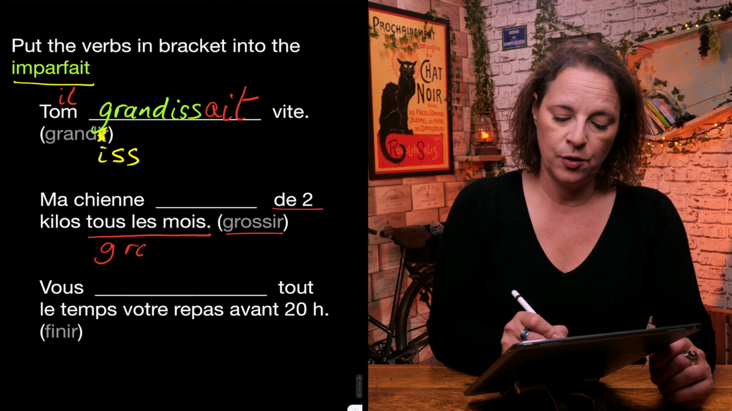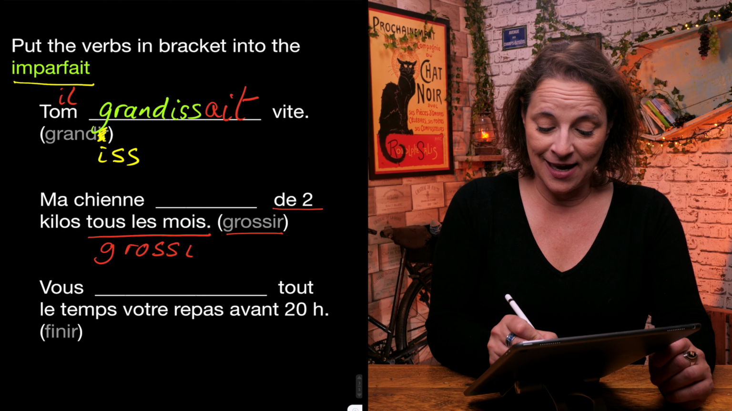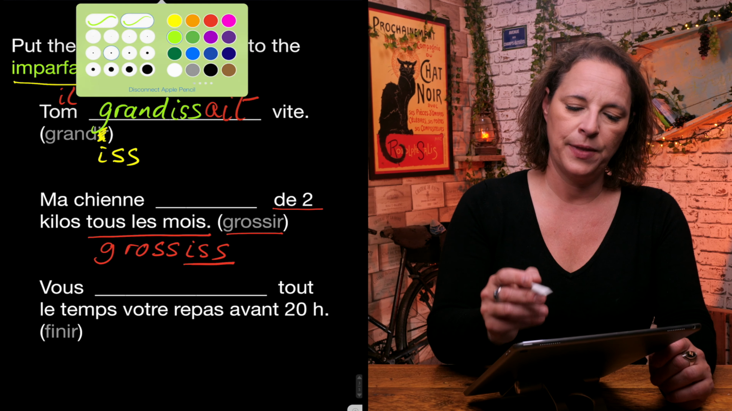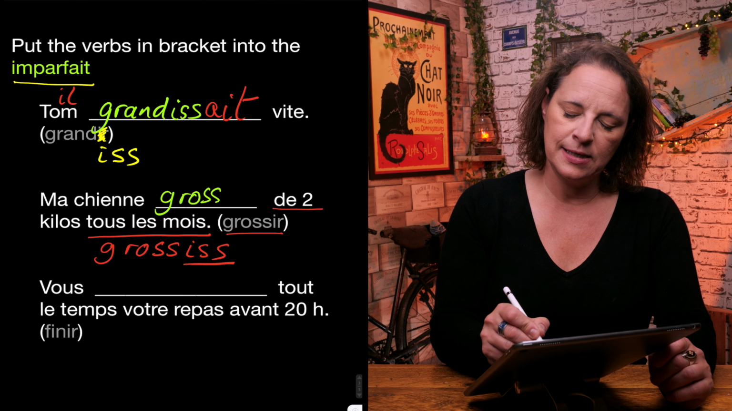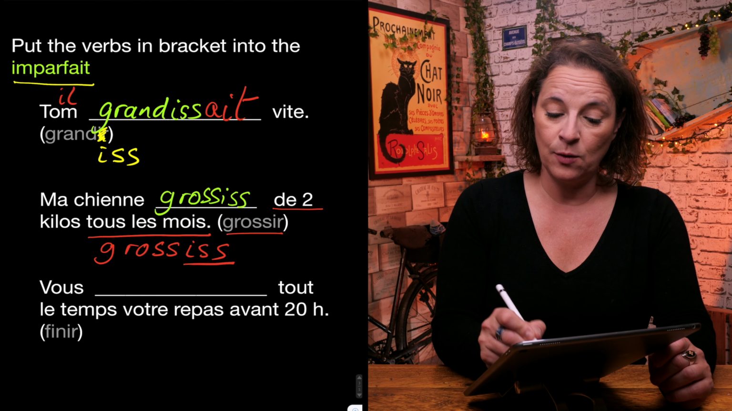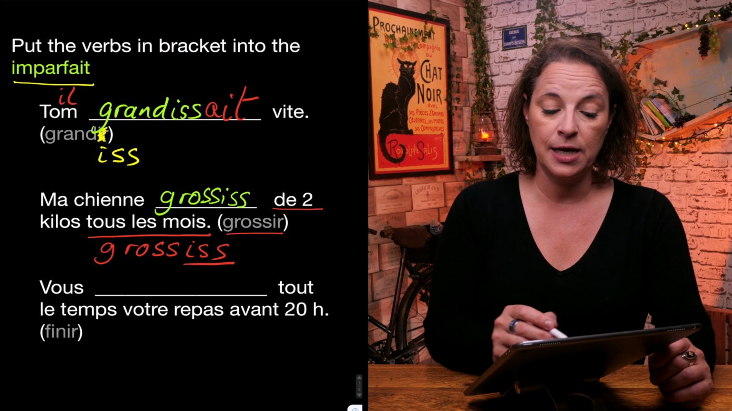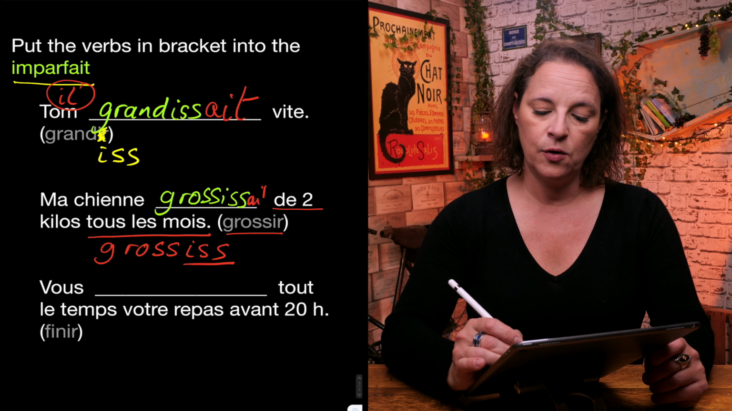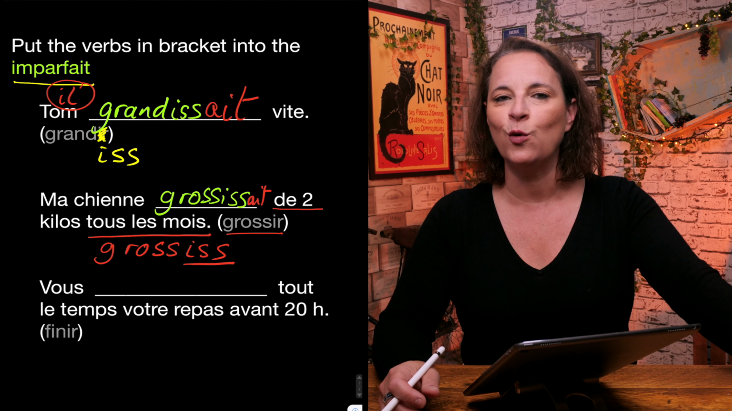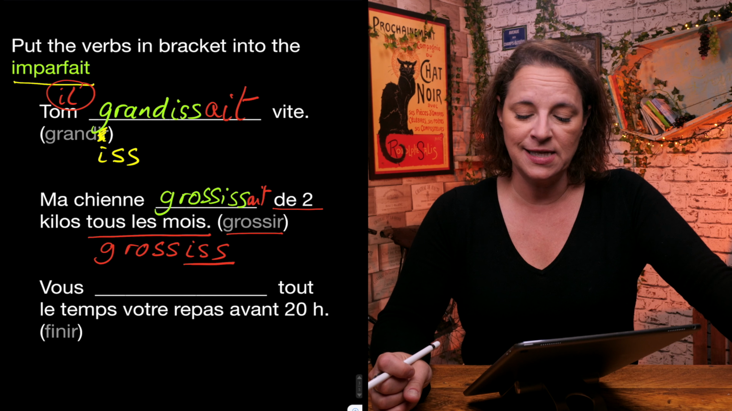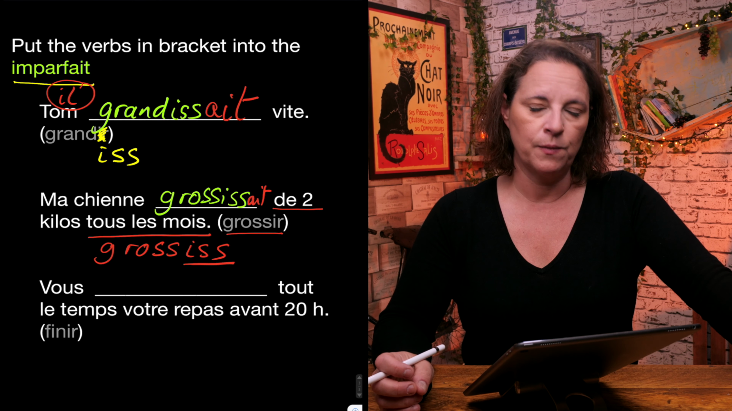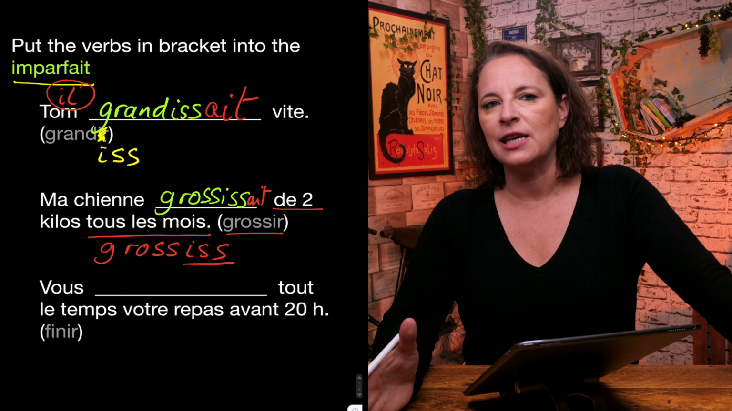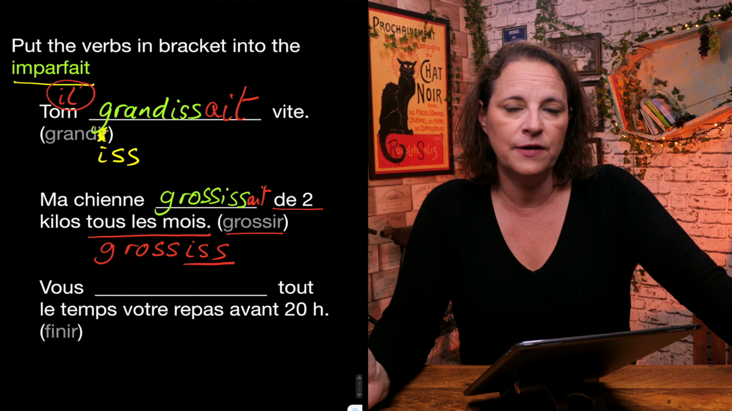Well, remember, gros, and then IS, and then a special ending. So here we go. Gros, is, and then double S. And what is the special ending for ma chienne? It's going to be the same as il and elle. They conjugate the same way. Grossissait. Ma chienne grossissait de 2 kilos tous les mois. So we've added AIT. Why? Because ma chienne reflects the she, elle. And that's the ending of the imperfect.